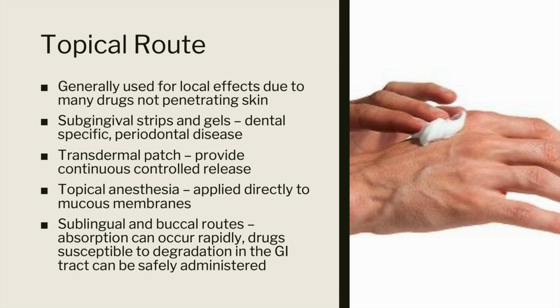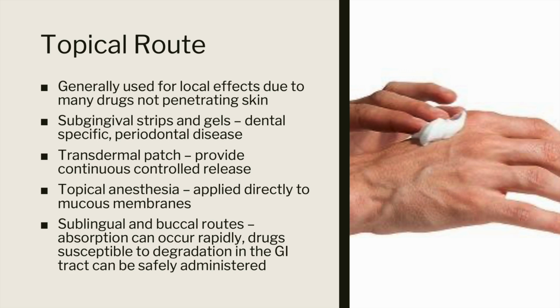Topical. So topical is generally used for localized effects because many drugs do not penetrate the skin very easily. For dentistry, we have subgingival strips and gels that are dental specific, usually used for periodontal disease. So those are considered topical. We've got transdermal patches. We've all seen different patches that you can use. A lot of times people stick those on their arms or on their back. And that provides a continuous controlled release of a drug. And then we've got topical anesthesia, which we're obviously applying directly to mucous membranes.